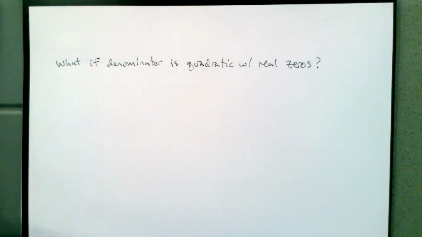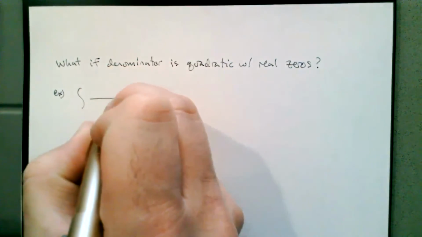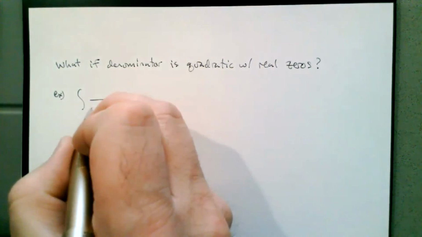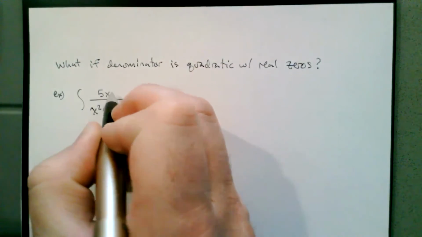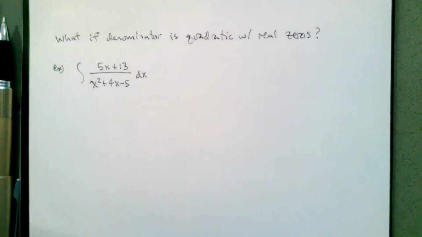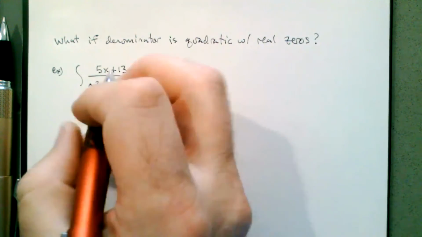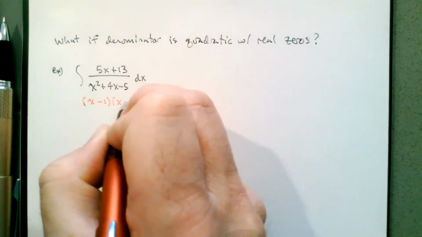So for example, what if we wanted to integrate? What if our denominator was x squared plus 4x minus 5? And let's put this under a 5x plus 13 for reasons. So here we're integrating a rational function. The denominator is quadratic, but it has real zeros. This denominator is factorable. I can write this as x minus 1 times x plus 5.